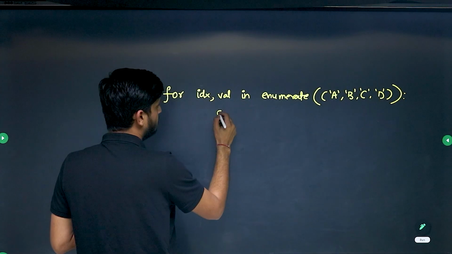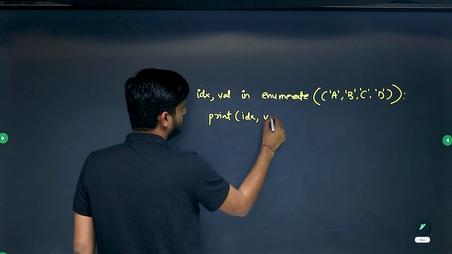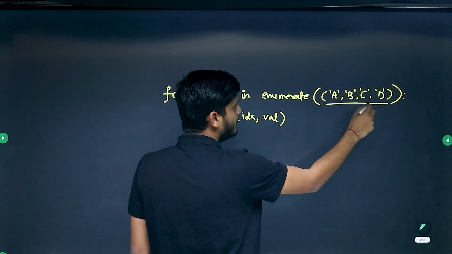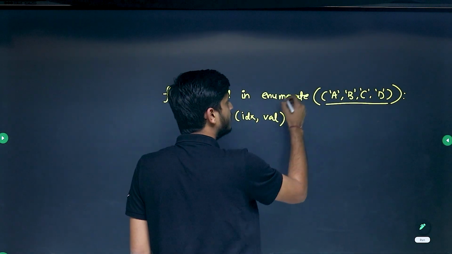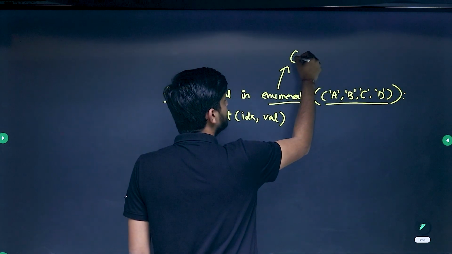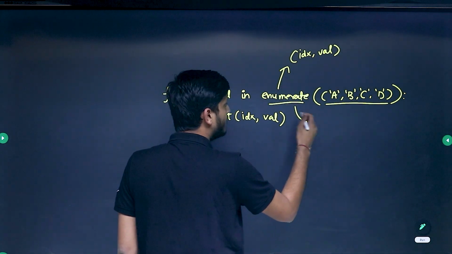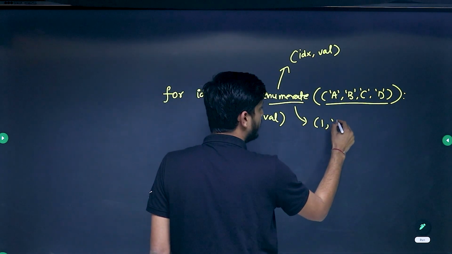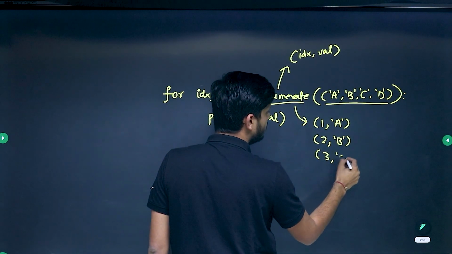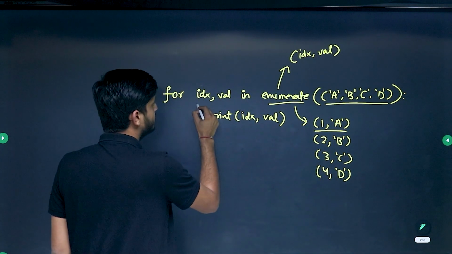And if I write print index, value, what will happen here? This is an iterable. It will take 4 values A, B, C and D, because a tuple is an iterable. You can pass any iterable to the enumerate function. Enumerate will always produce a tuple containing the index and the value. So it will produce a tuple containing 1 comma A, then a tuple containing 2 comma B, then 3 comma C and 4 comma D. And I can always unpack a tuple in 2 variables, idx and value.